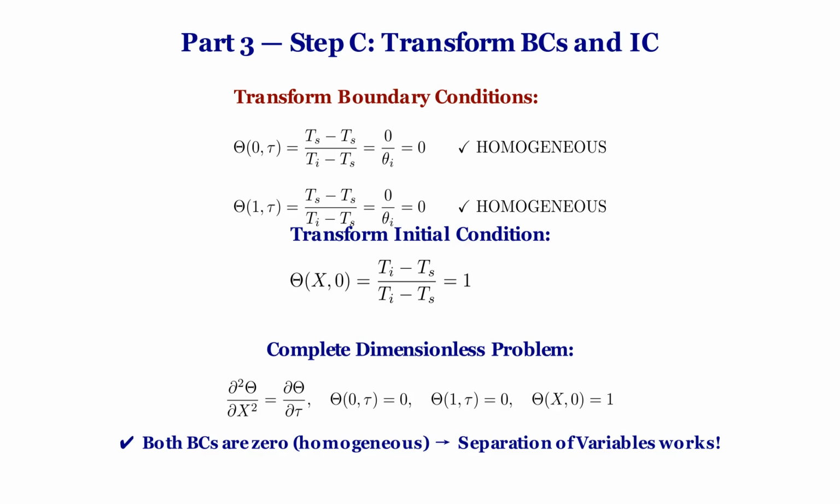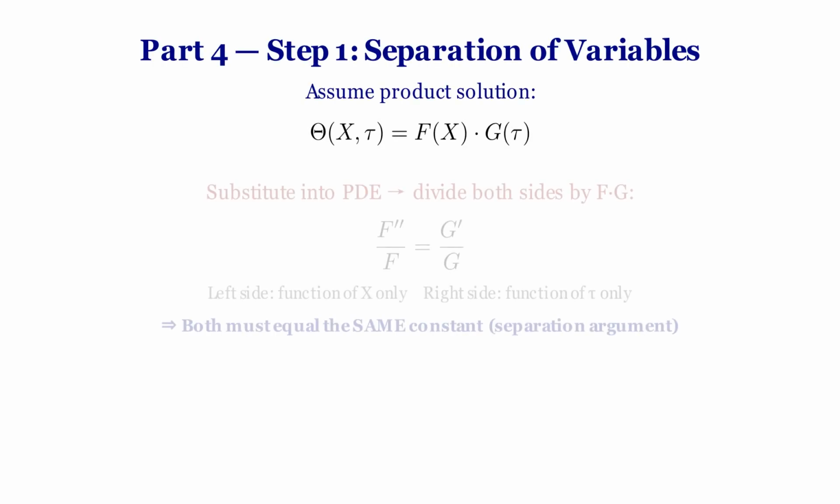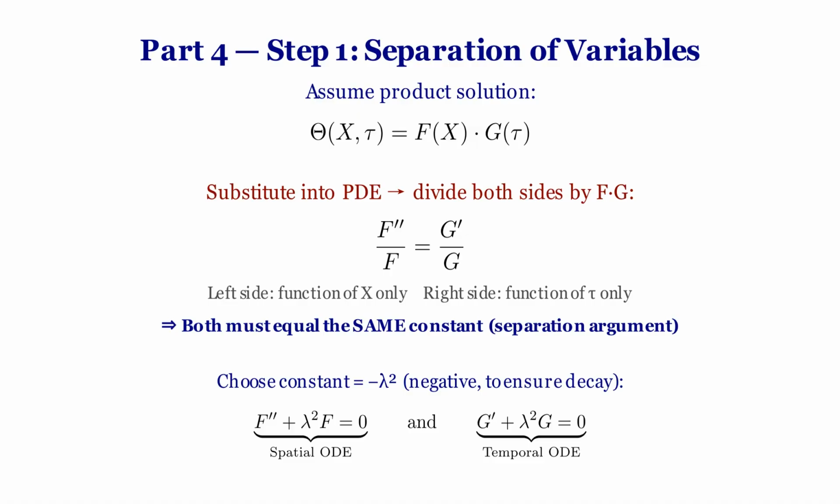This is now a clean, beautiful problem that separation of variables can handle perfectly. All three dimensionless parameters, θ, τ, X, appear naturally in the solution. Part 4, the analytical solution. We now have the clean dimensionless problem with homogeneous boundary conditions.